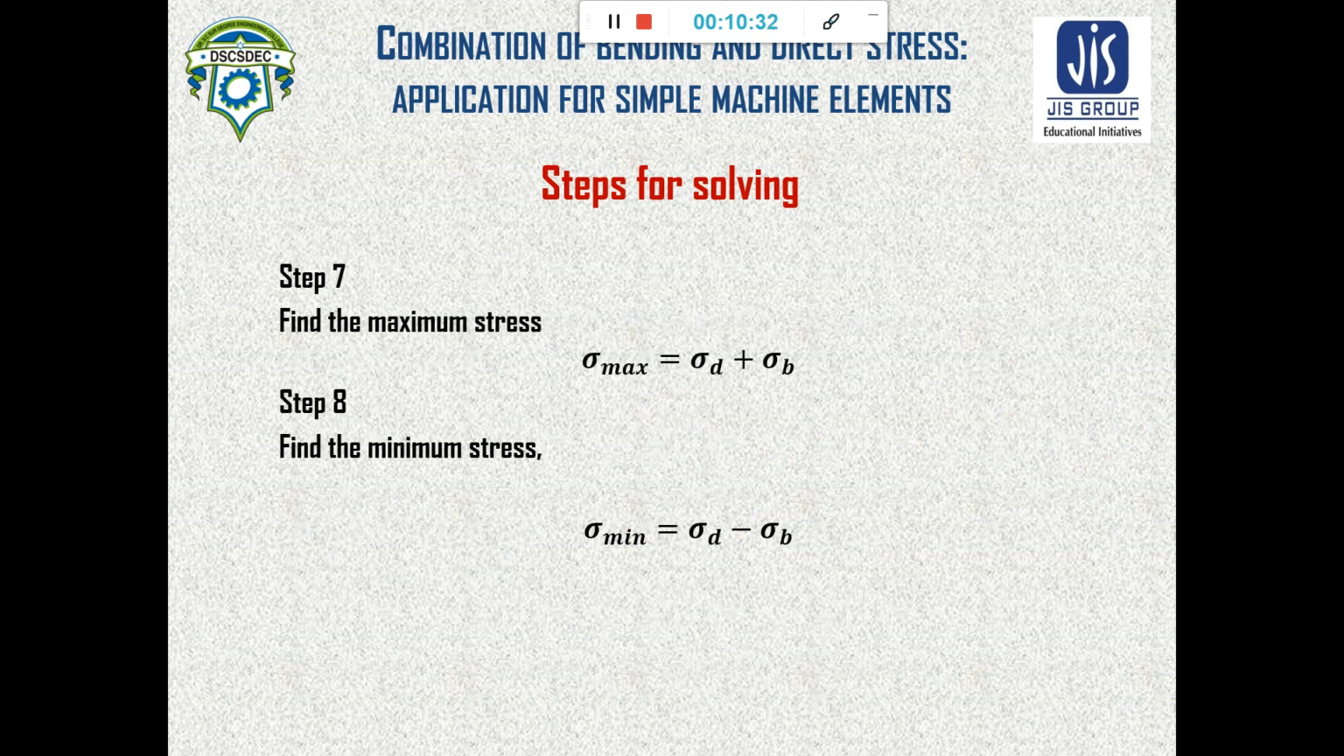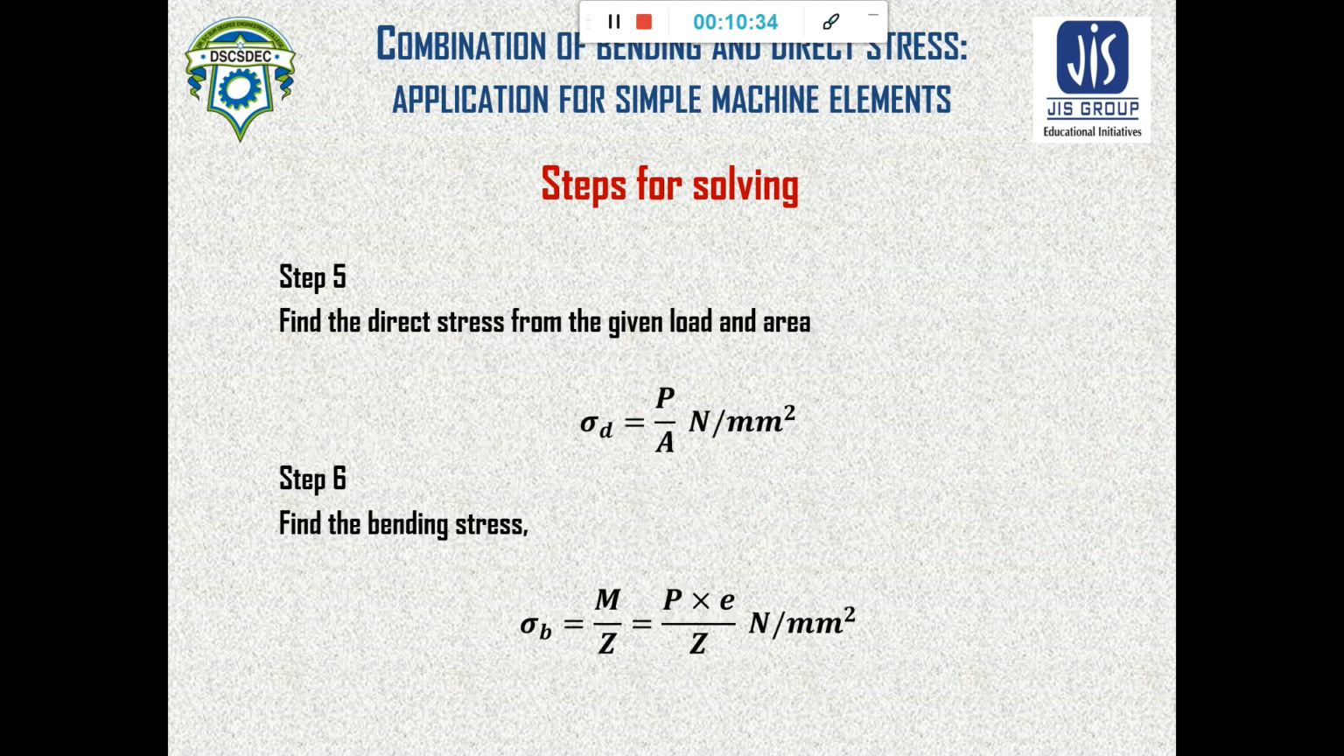After getting these two values, we have to find out direct and bending stress. For calculating the direct stress, the formula will be the same: sigma D is equal to P by A, that means load per unit area, in Newton per millimeter square. Now for the bending stress value, what do we need to do? We need to use the equation of section modulus, or in some cases we can use the equation for bending.